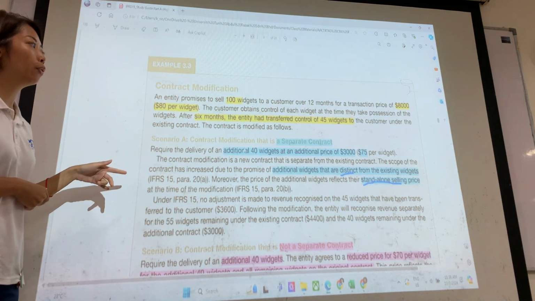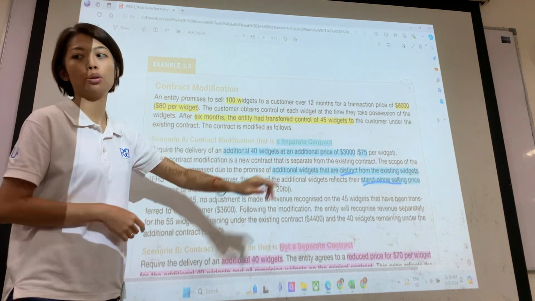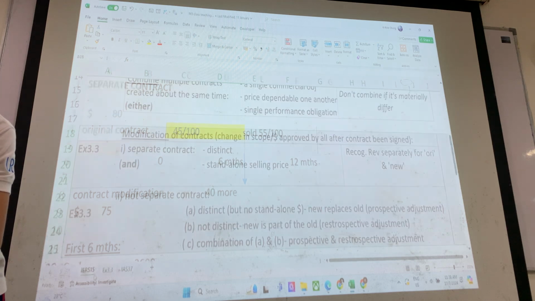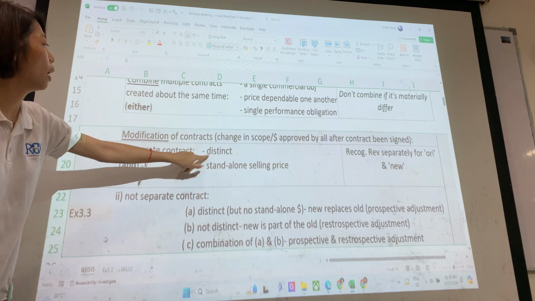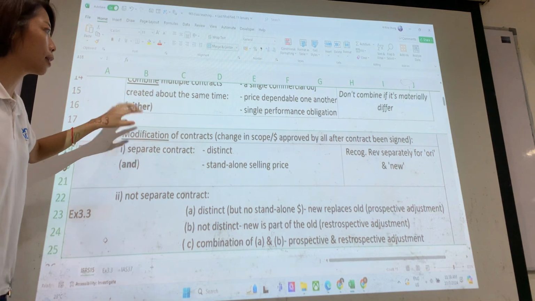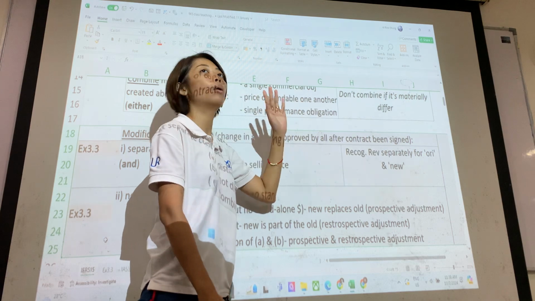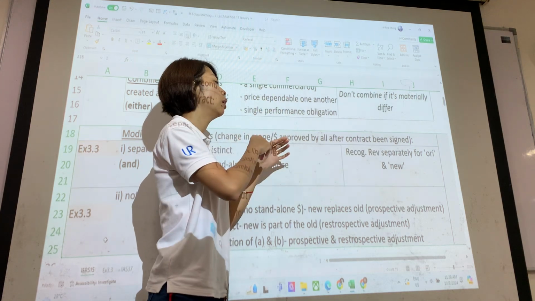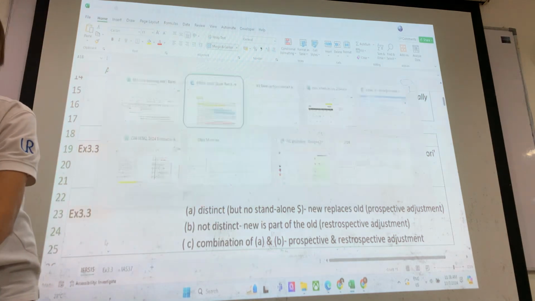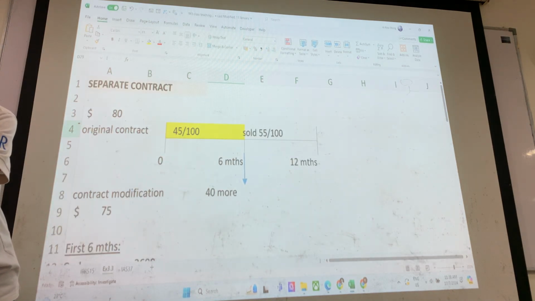So if these two are fulfilled, then we will take this as a separate contract. If we take it as a separate contract, then we will recognize the revenue separately for the original one, the 55 that's not sold at $80, and then a new one at $75. So, how are we going to do our accounting?